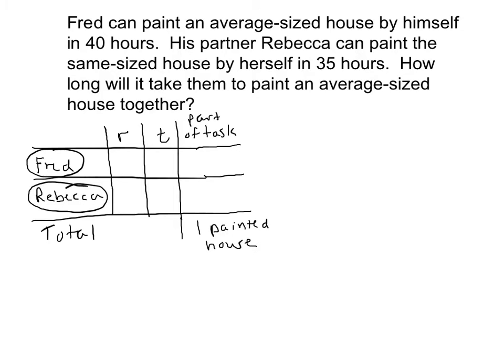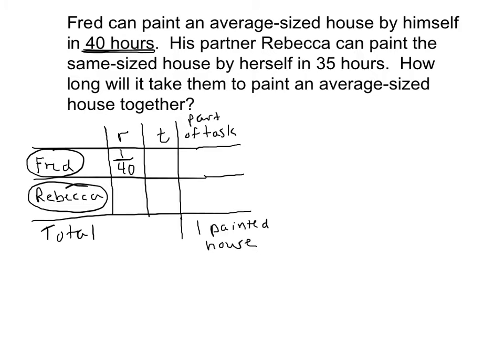So let's take a look at the rate and time and part of task for Fred and Rebecca. Now remember that Fred can paint the house by himself in 40 hours. That's the total time it would take him to paint it all by himself. So remember from the previous slide that the rate of work is always 1 over that total, or in this case 1/40th. He could paint 1/40th of the house in an hour.